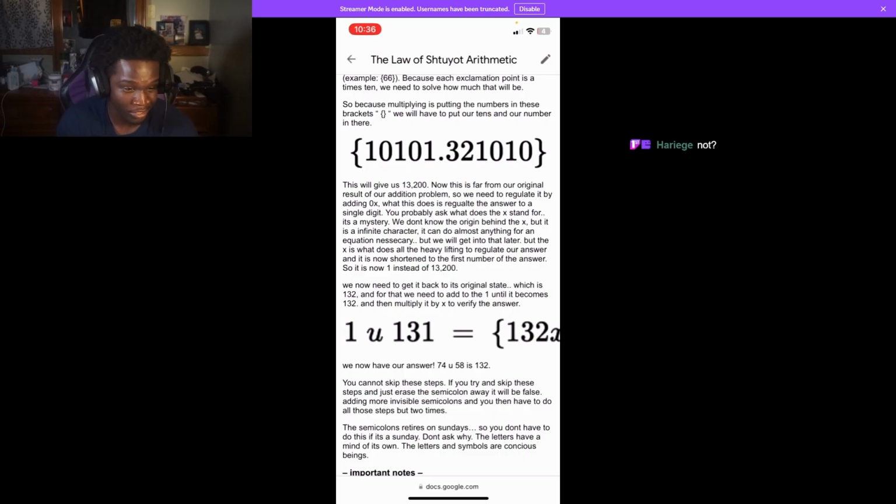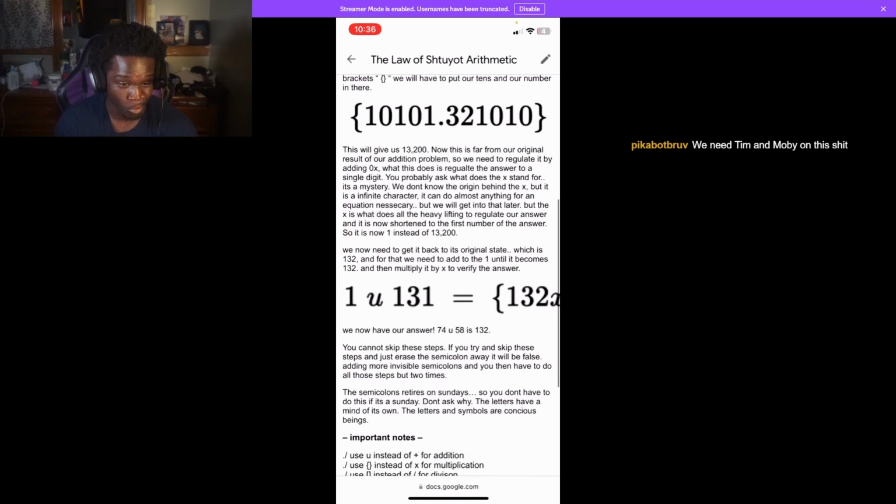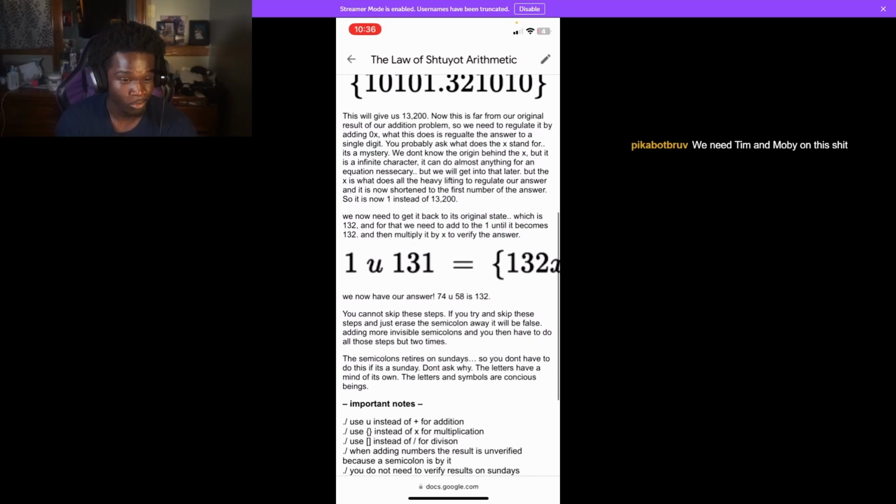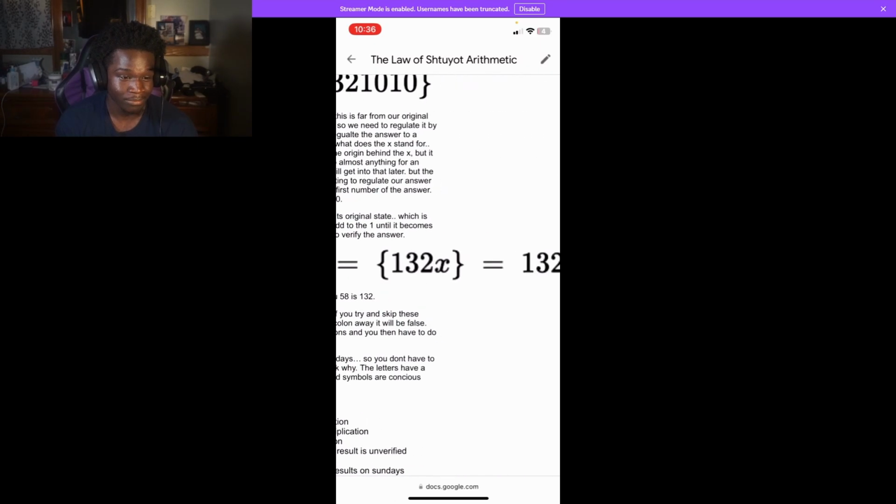But we'll get into that later. The X is what does all the heavy lifting to regulate our answer, and it is now shortened to the first number of the answer. So it is now 1 instead of 13,200. We now need to get it back to its original state, which is 132. And for that, we need to add the 1 unit. We need to add 1 until it becomes 132, and then multiply it by X to verify the answer.